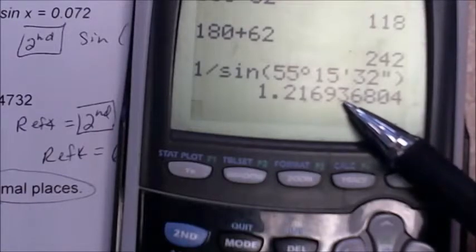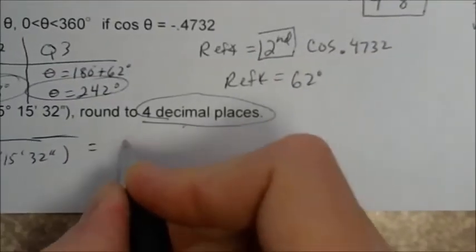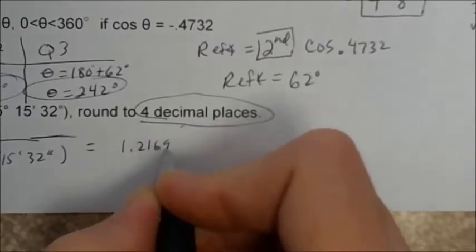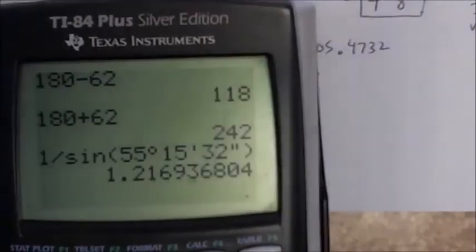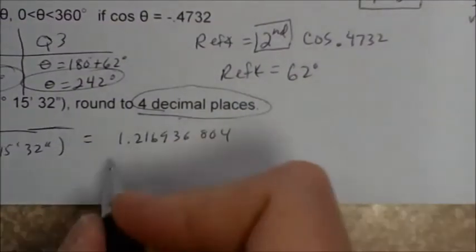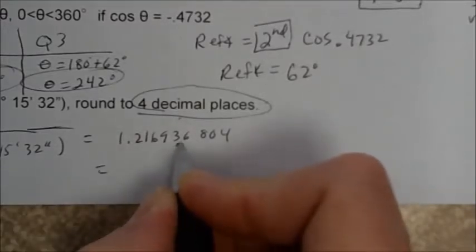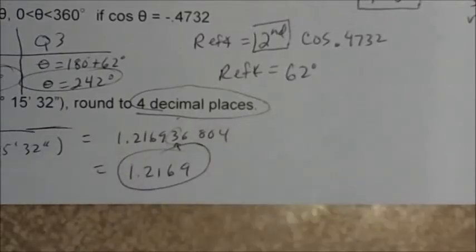And let's see what this is. 1.2169. You look at the 3, it does not round that 9 up. So let's write this whole thing out and then I'll show you how we should round it. 1.216936804 is what our calculator says. But to 4 decimal places, you look at the 3. So it's 1.2169 rounded correctly.